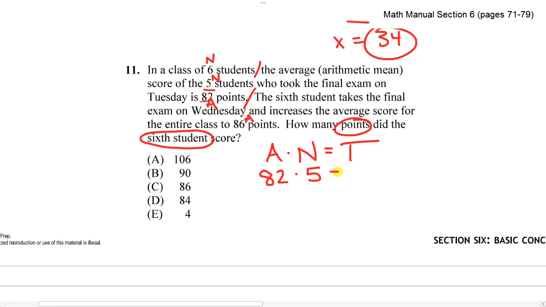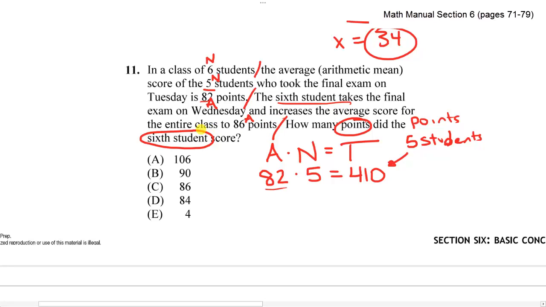So 82 times 5, I'm going to multiply those in my calculator, and I'm going to get 410. So this 410 is the total, or the sum of the 5 students' points. That is the number of points that 5 students amassed among them in order to get this 82 average.